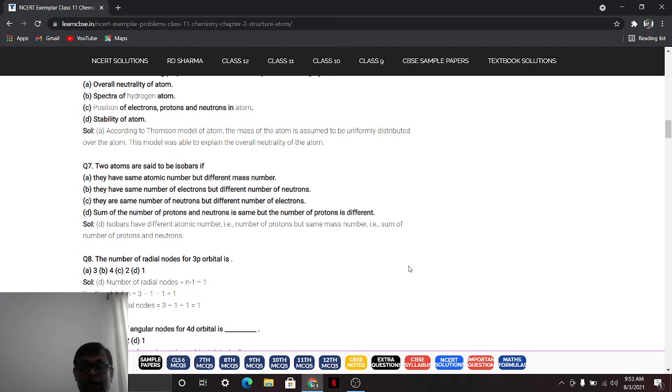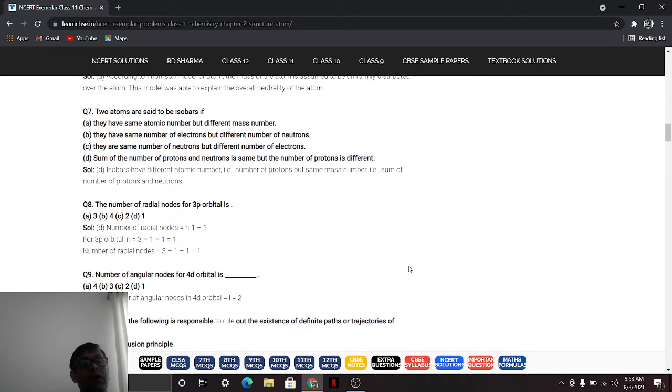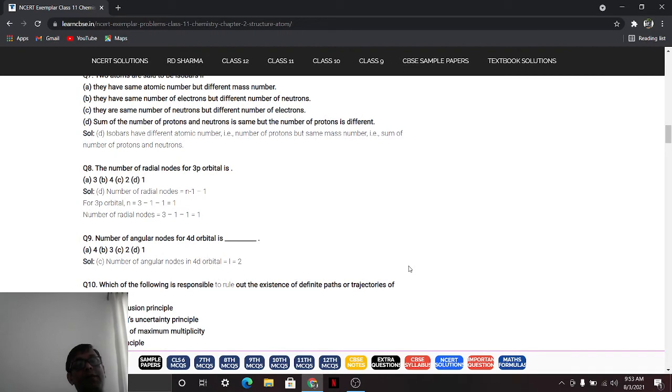Okay? Yes. The number of radial nodes for 3p orbital is: A) 3, B) 4, C) 2, D) 1. Solution. The number of radial nodes is equal to n minus l minus 1. For 3p orbital, n is equal to 3, so 3 minus 1 minus 1 is equal to 3 minus 2, which is equal to 1.